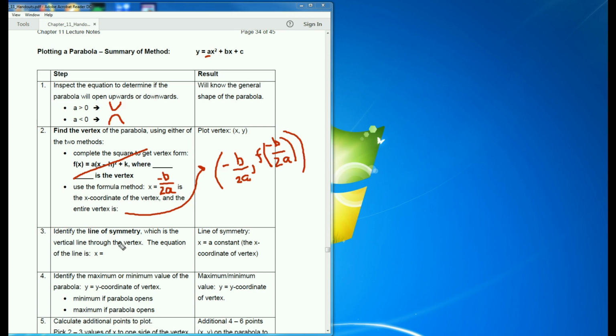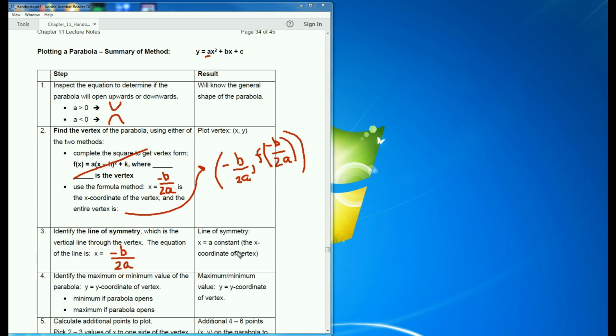Identify the line of symmetry. Remember, that's the vertical line that goes straight up and down through the vertex. We were looking at those the other night. The equation of that line is x equals negative b over 2a. That's the value of the x-coordinate of the vertex. So that gives you the line of symmetry.